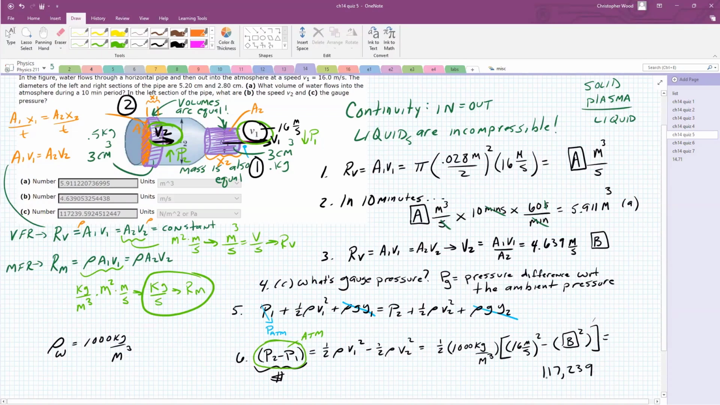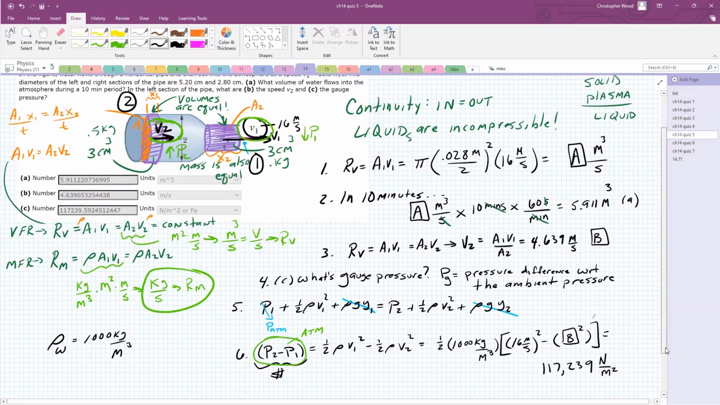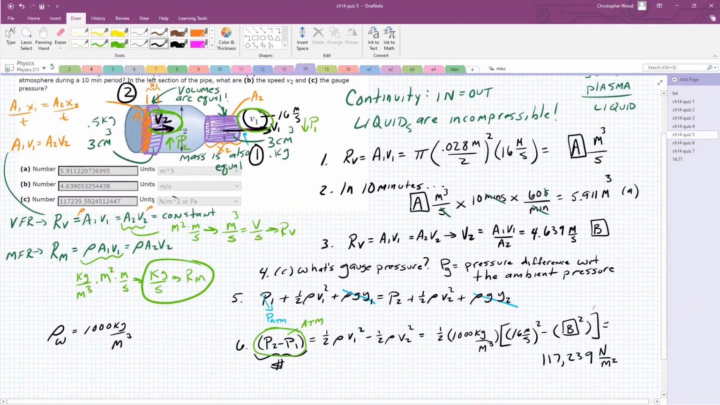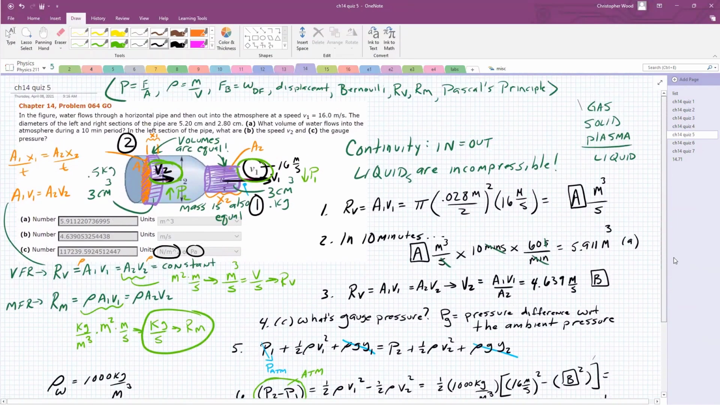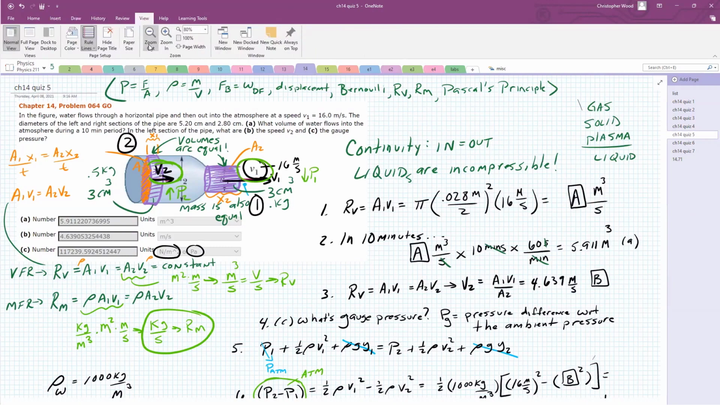Okay, what are the units here? If you did the dimensional analysis, you're going to have to make sure you get a Newton per square meter, because we are expecting a Newton per square meter or a Pascal. All right, so that's continuity along with Bernoulli.